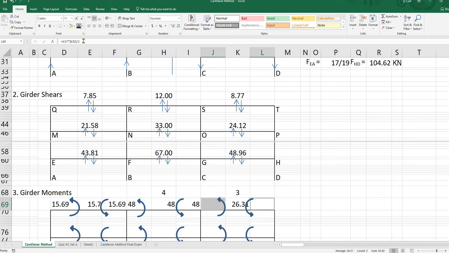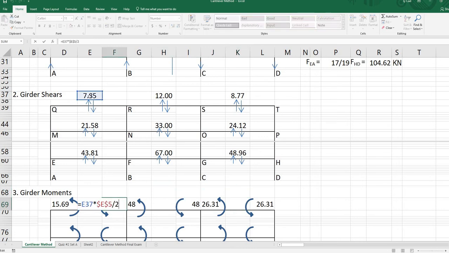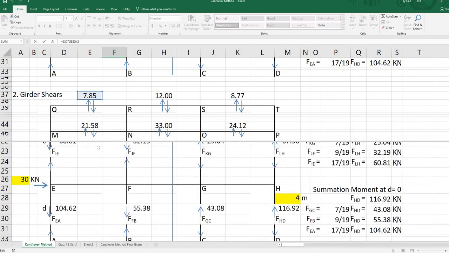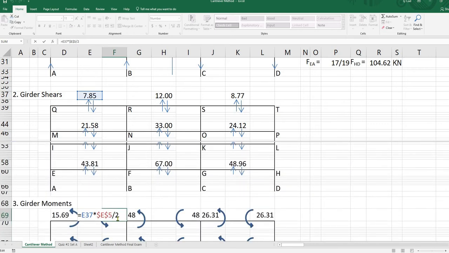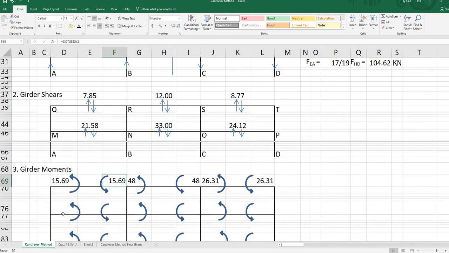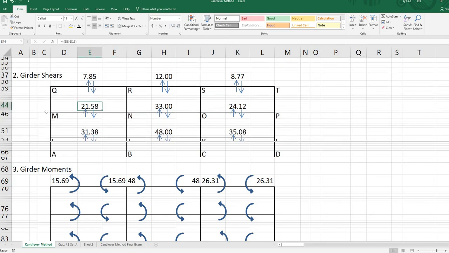Pero take note na hindi ko na nilagay yung mga signs. Like, for example, this one. It is the same as 7.85 times length all over 2. Ayan, 4 divided by 2. Ayan, okay? Hindi ko na nilagay yung negative kasi meron naman dun yung direction, yung arrow. Okay? Next. Same here, this is 21.58 multiplied by the beam length all over 2.